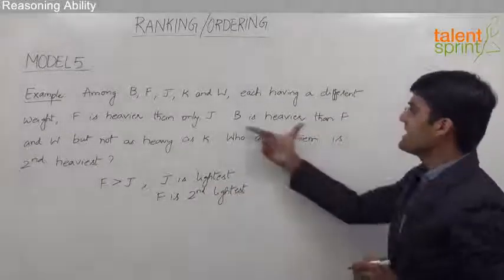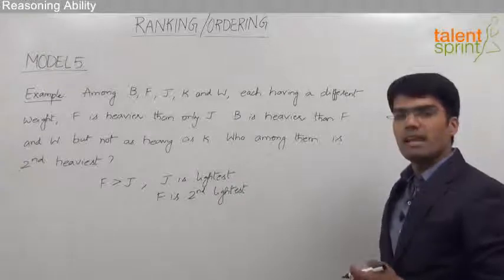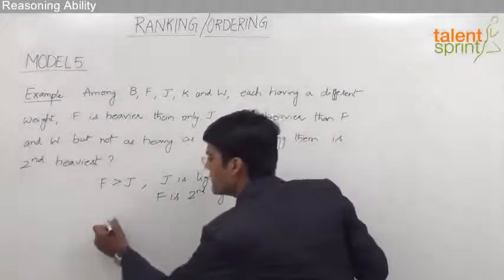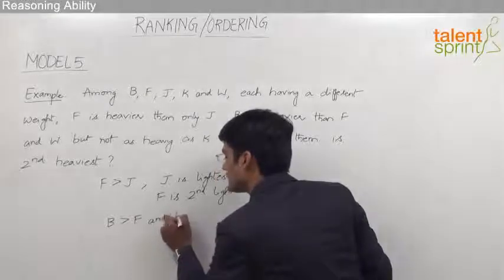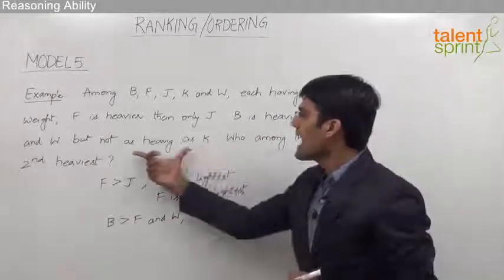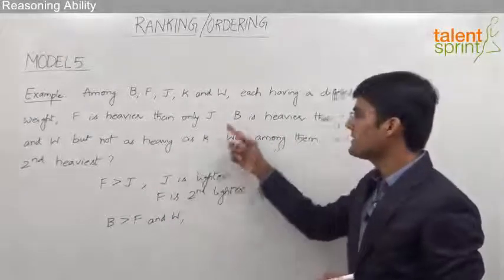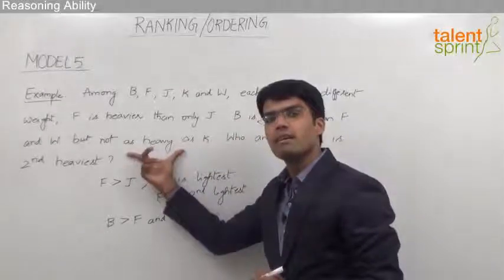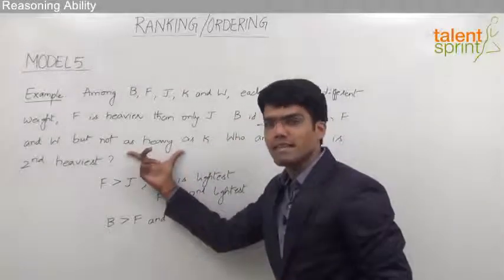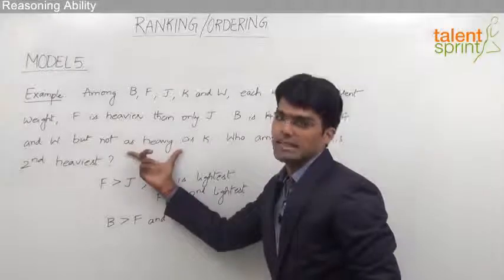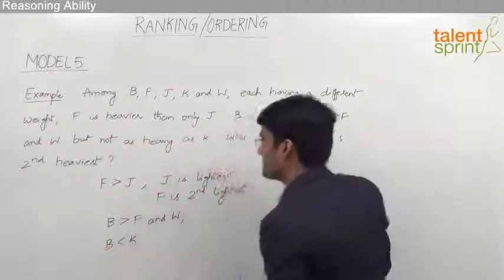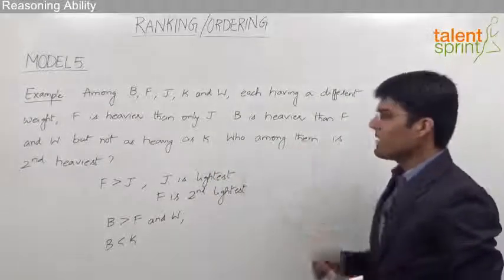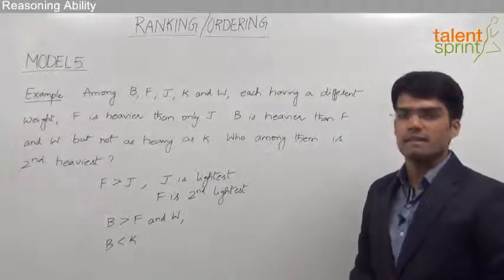And we can say that F is the second lightest person. The next statement says B is heavier than F and W. That means B is greater than F and W, but not as heavy as K. That means B is not as heavy as K. When B is not as heavy as K, we can say that B is lighter than K. So we say B is less than K. And from this we have to find out who among them is second heaviest.